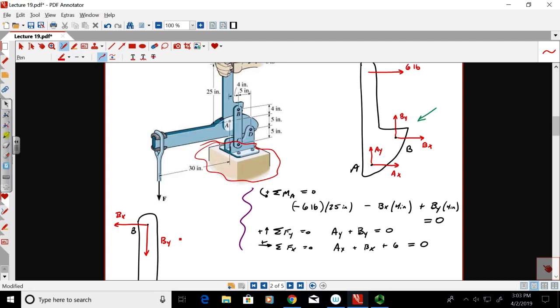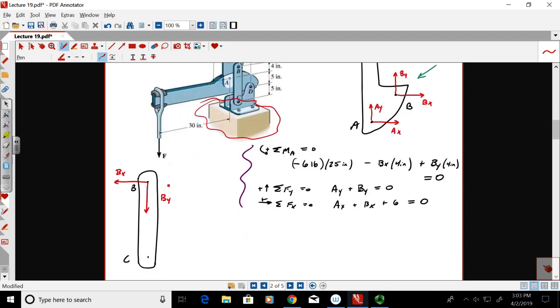That's exactly what happens here. If you take the forces at B on one piece and put them on another piece, you have to flip them. If you don't do this, you'll get wrong answers. Now, what about C? Do I have to flip those? No. C is a totally new piece. So I can put C like this. Now, you are correct. This is a short link.